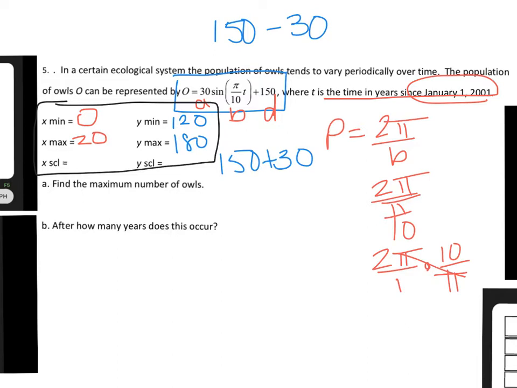Okay, now as you know, sine and cosine are very symmetrical, and they have pretty much 5 key points to it.